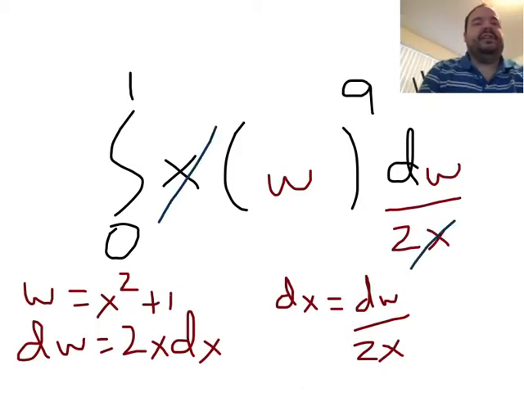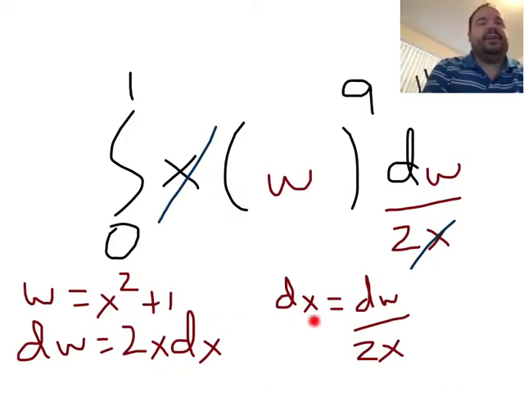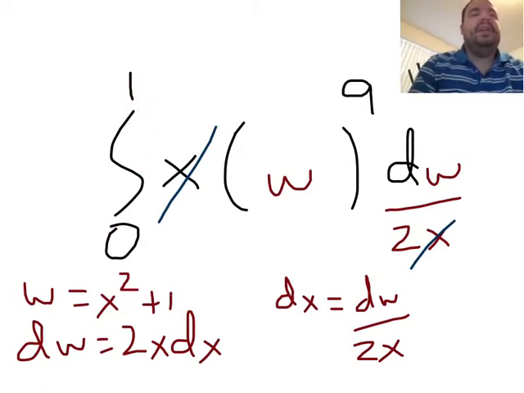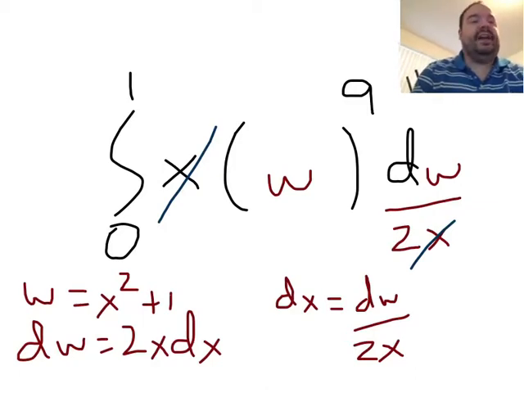You can see here I've canceled the x's, and now just to make everything look a little cleaner, on the next slide, I'm going to get rid of the stuff from the bottom, but I also want to talk about these limits of integration, because remember when we started, x was starting at 0 and then x was ending at 1, but now we are using w, not x.